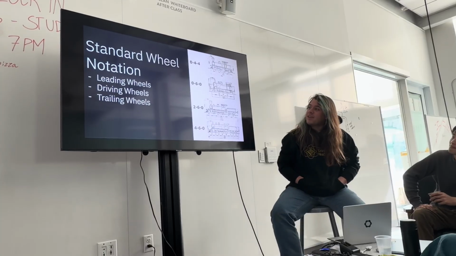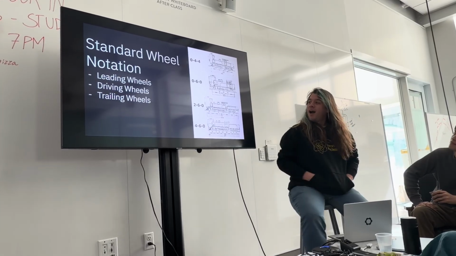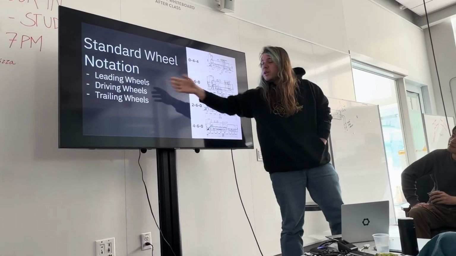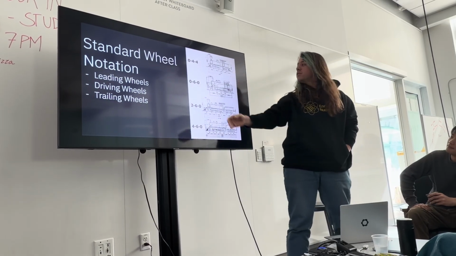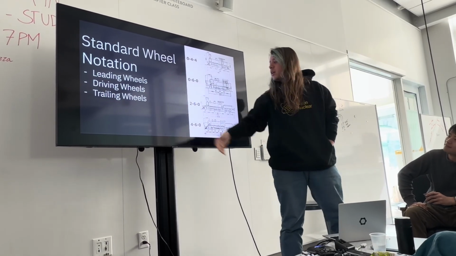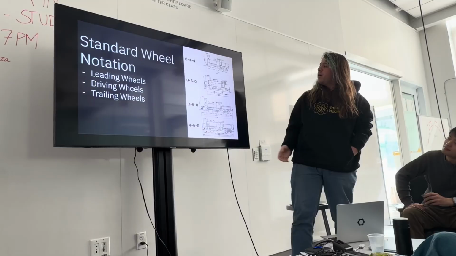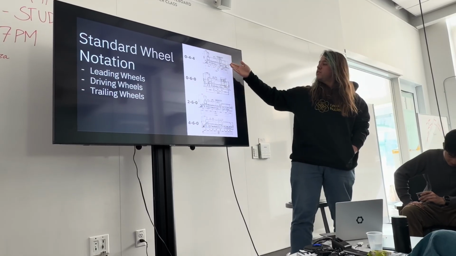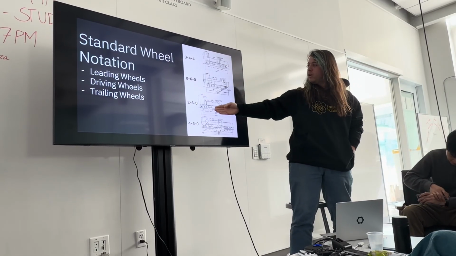So steam trains have a standard wheel notation. There's leading wheels, which are free wheels ahead of the driving wheels. There's driving wheels, and then there's trailing wheels. This is a good diagram. Driving wheels are the powered ones. Trailing wheels and leading wheels provide stability.